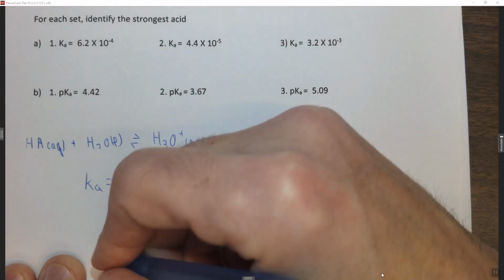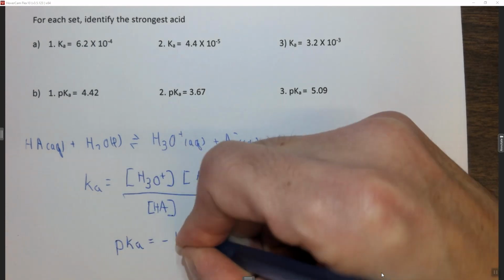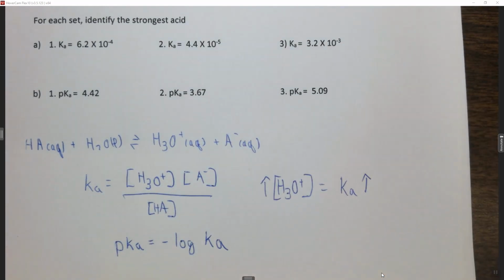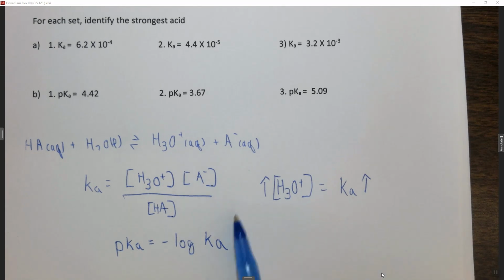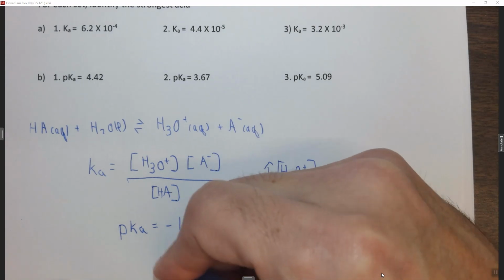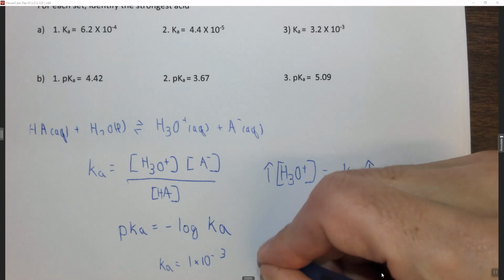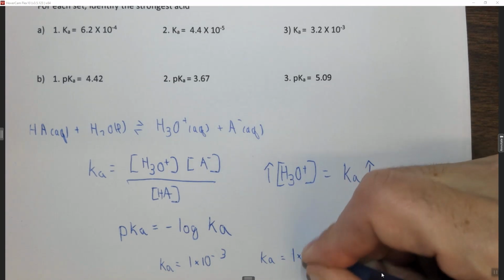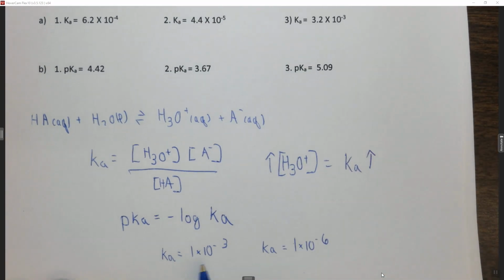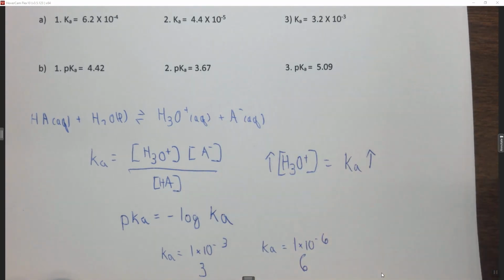Let's look at the pKa. The pKa is equal to the negative log of the Ka. All right, when you take the negative log of a large number, you're only looking at the exponent. So if you have a Ka equals 1 times 10 to the minus 3, or a Ka equals 1 times 10 to the minus 6, as two Kas, if you take the negative log of this, this is 3. If you take the negative log of this, this is 6.